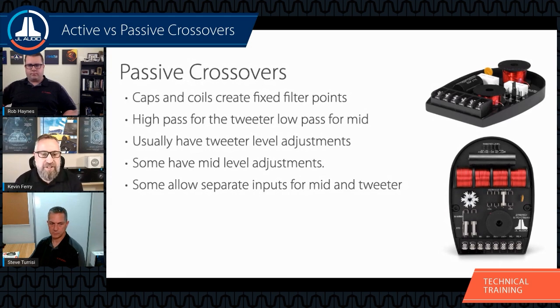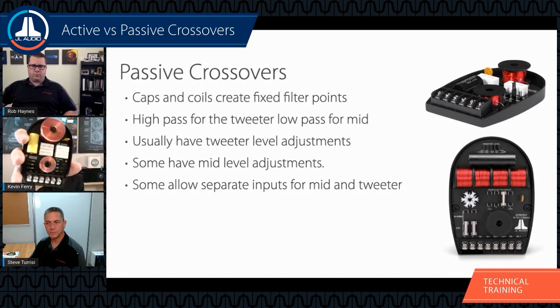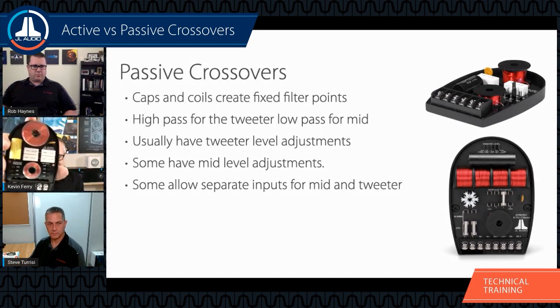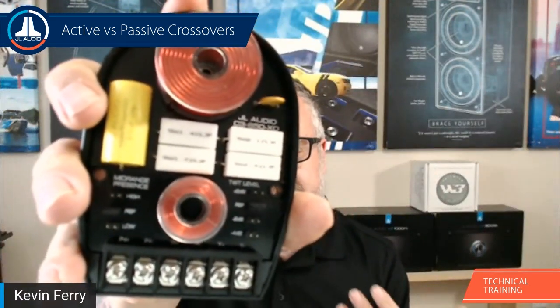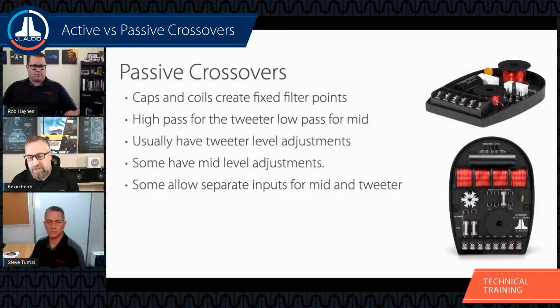So when we talk about passive crossovers, caps and coils create fixed filter points on there. I know we have a picture up there. I've got a C3 one actually here with me that you guys can take a look at. So caps and coils are on there. They create fixed filter points, and they usually are a two-way crossover to where they create a filter point for the tweeter and a filter point for the mid-bass or mid-range driver, depending on what's going on there. So you have your high pass and a low pass for your mid there.